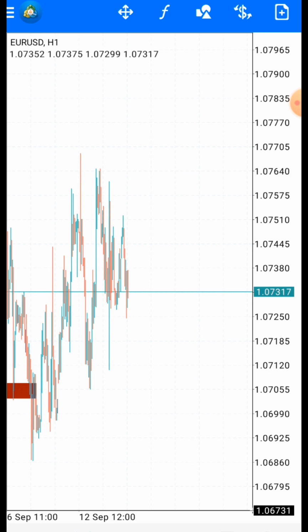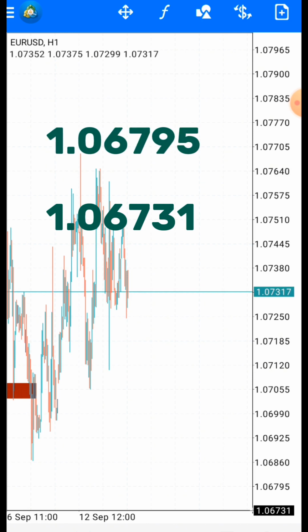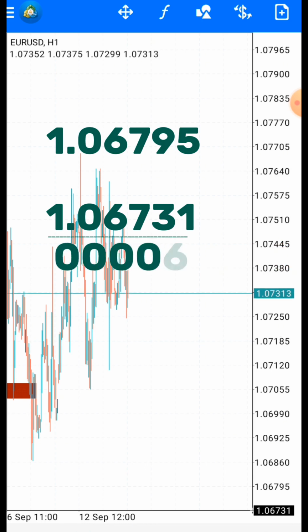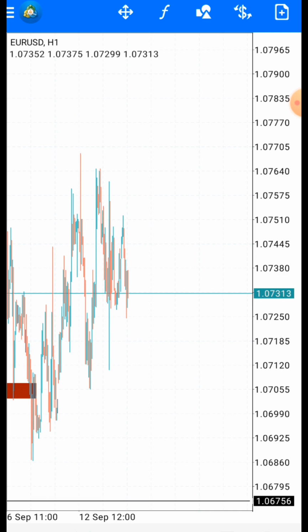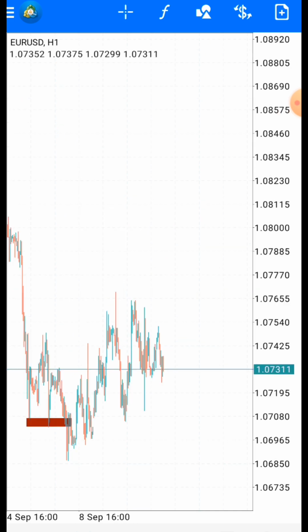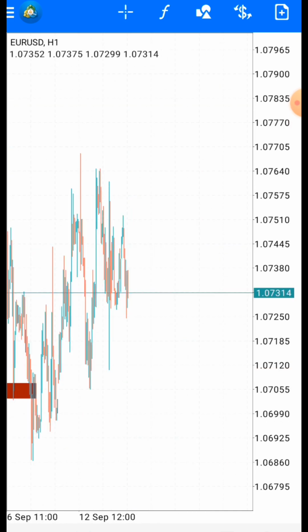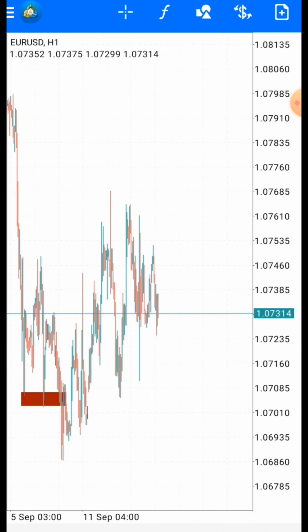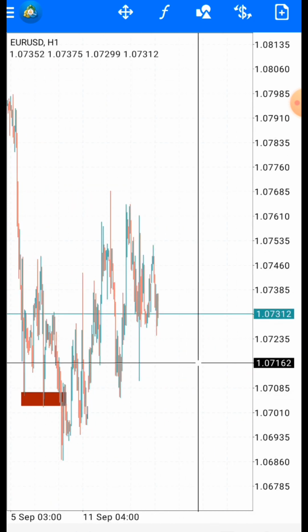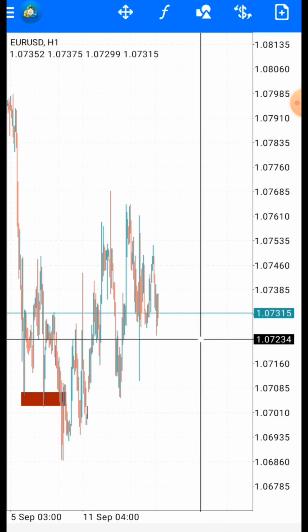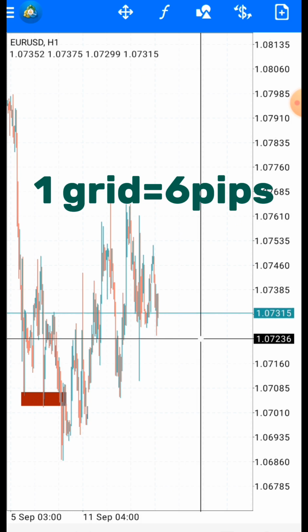Now when I squeeze the chart to the minimum that it can get, I'll calculate the difference between the grid sizes. If you know how to calculate pips, a movement from 1.0673 to 1.0679, that is a movement from 3 to 9. So how many pips is that? 9 minus 3, that is 6 pips. So if you're trading Euro USD on the 1 hour time and you've squeezed the chart as small as it can be, and the price moves from one grid line to another, you've made an average of 6 pips.